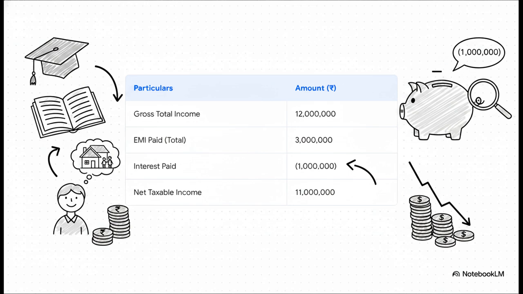Under the new Section 129, you would deduct that specific interest amount, the 1 million rupees, directly from their gross total income. This reduces their net taxable income down to 11 million rupees. It's a straight deduction from the gross income, providing immediate, tangible, and substantial tax relief.